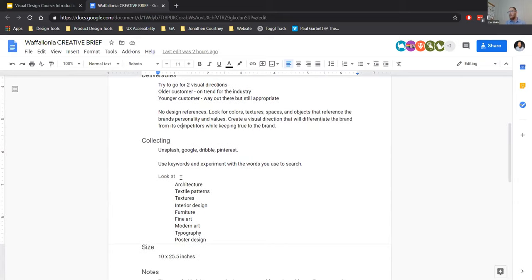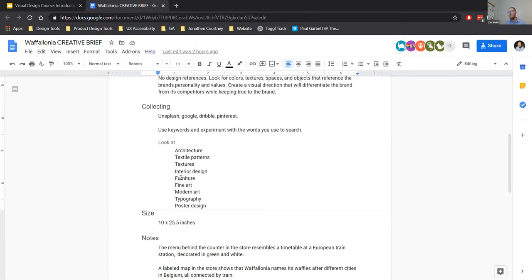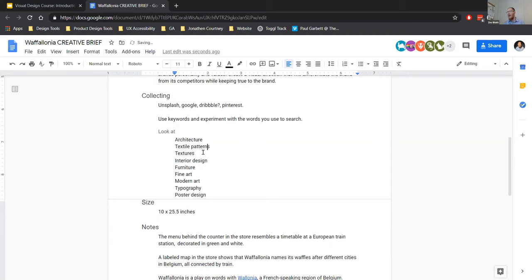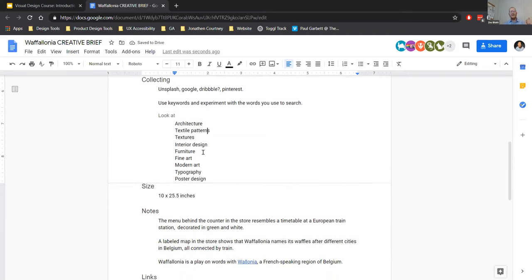Better not to have any design references, and just look at colors and textures and spaces like stores. Here are some places you can look. You can look at unsplash.com, which is free stock images. You can Google it and you can use Pinterest. You can use Dribbble, which I think you have to have access to. And you could look at architecture, textiles, textures, interior design, furniture design, etc.